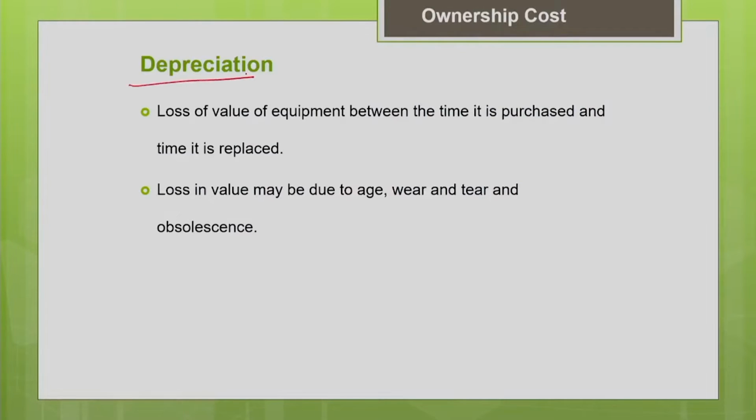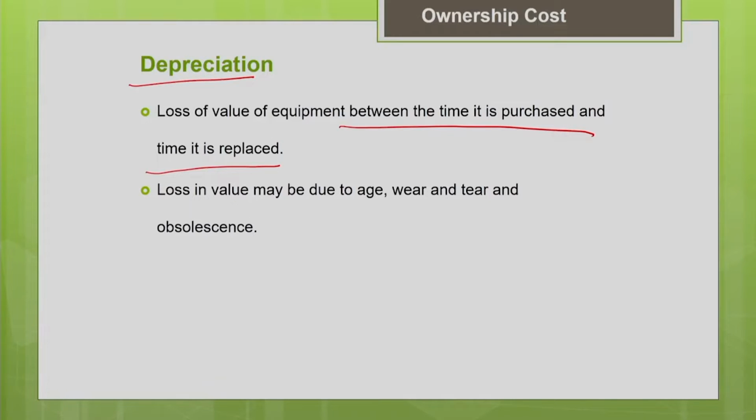So now let us move on to the next important component of the ownership cost, which is the depreciation. Depreciation is nothing but loss in value of the equipment between the time it is purchased and the time it is replaced. As everyone knows, equipment is an asset. So every asset will lose its value with time. There is a loss in value always with time.